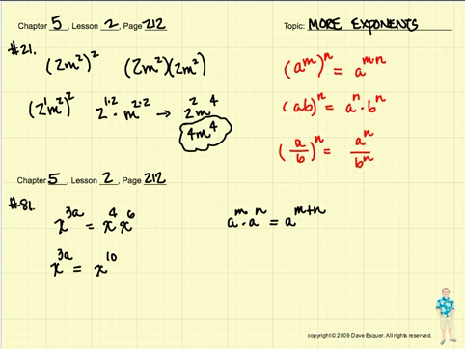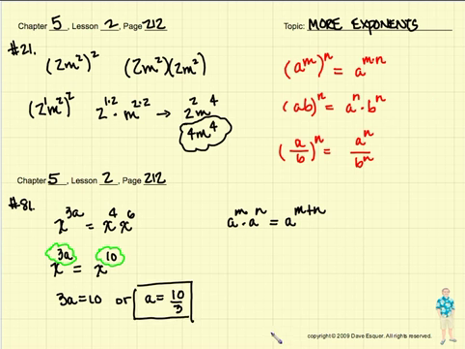And if we look at this, this 10 and this 3a must be the same, which tells us that 3a must be equal to 10, or a turns out to be 10 over 3. So if we were looking to solve this exponent expression, we would say that x to the 10th is the same as x to the 3a, which means they have the same base, which means that 3a is 10, or a is 10 divided by 3.